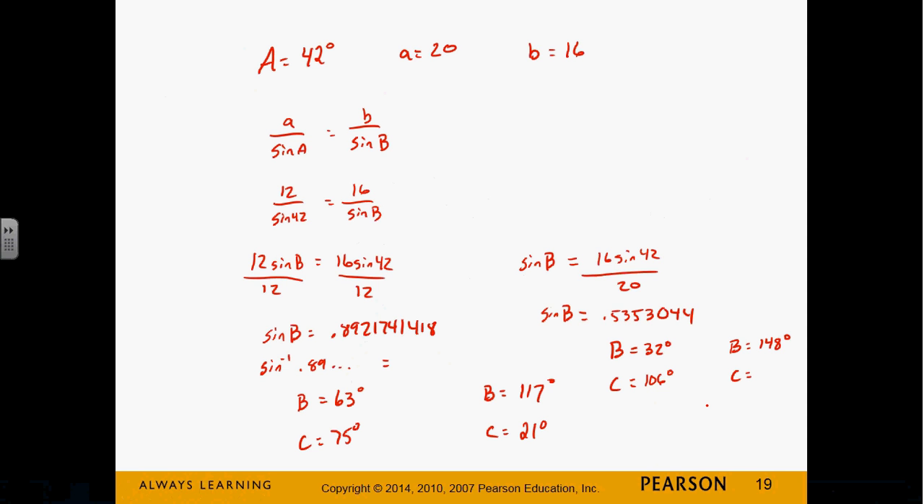Now over here, we get 180 minus 42 minus 148, which means that C would have to be negative 10 degrees. Can we have a triangle that has a negative angle? No. So that lets us know that there's only going to be one triangle. But like I said, if you recognize that we're really just comparing A and B, if B is bigger than A, two triangles. If B is less than A, one triangle. If you forget that, you can always work it out. All right?